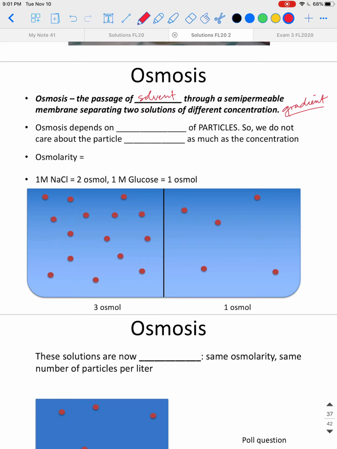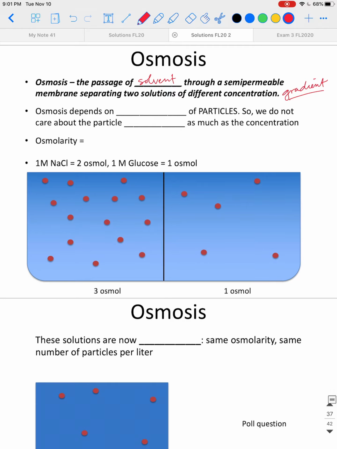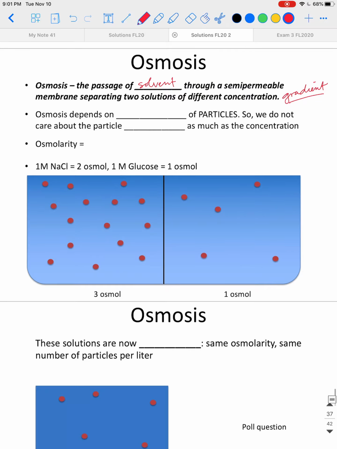And how does solvent move? You need to think about, does it move from an area of high concentration to low or low to high? And for osmosis, it is always going to move from an area of low concentration towards an area of high concentration. Because remember, we cannot move the particles, we can only move the solvent. And so it's going to try to always dilute the side that is more concentrated. Keep that in mind when you're looking at these figures down here.